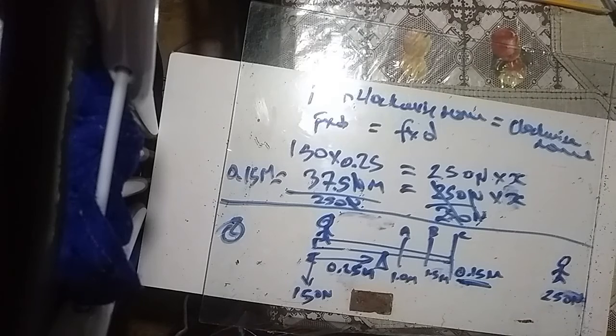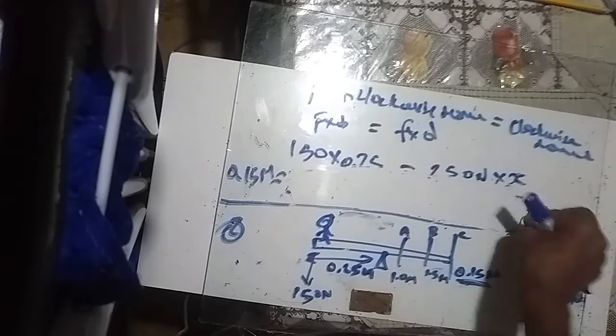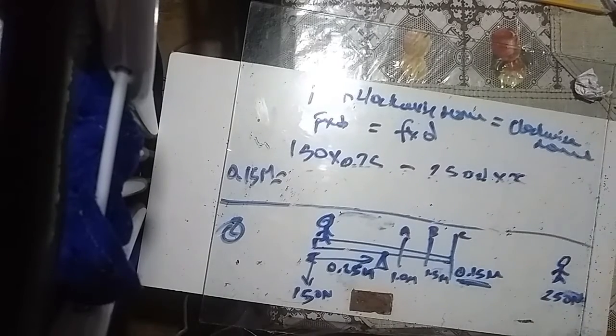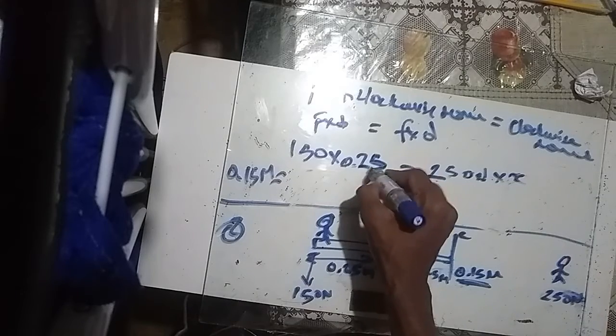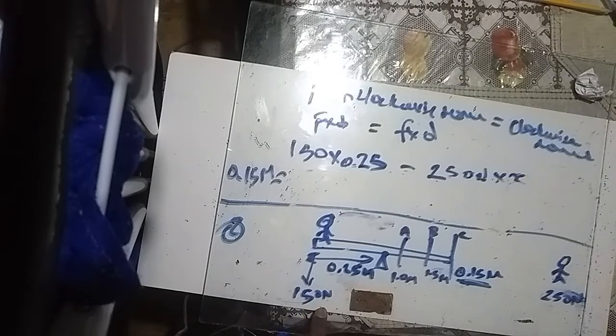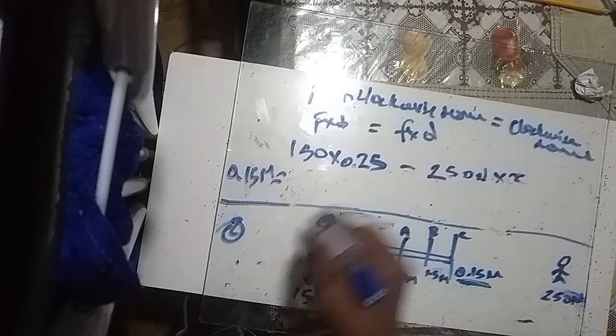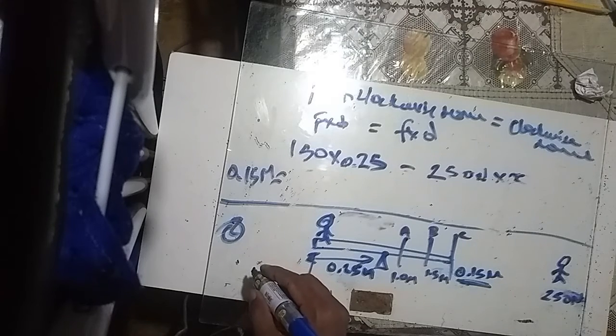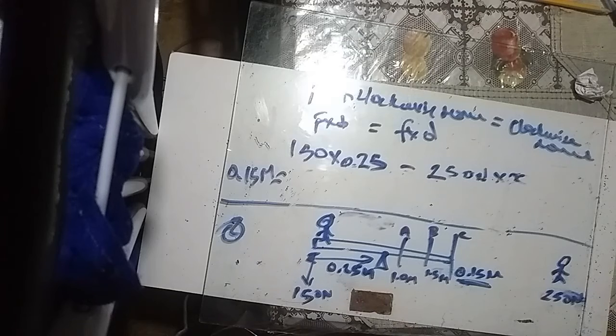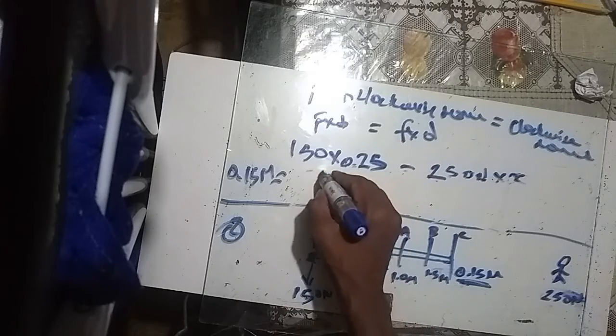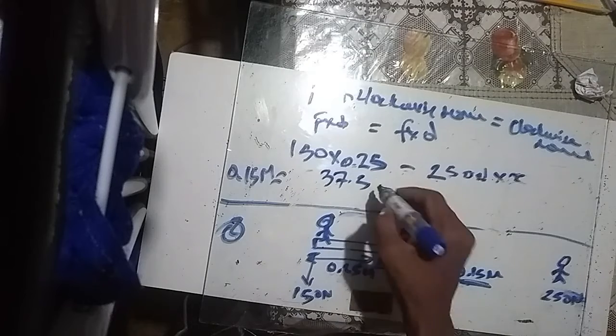Can we prove this though? Yes man, let us prove it. First things first, we know that anti-clockwise moments have to equal clockwise moments. That means they can't be different. So after we set up the equation, we know that 0.25 times 150, her moment, we found it to be, what did we find it to be? We found that her moment was equal to 37.5 Newton meters.